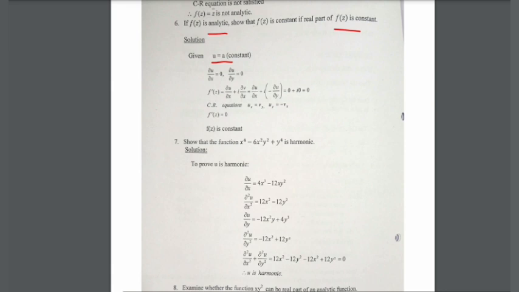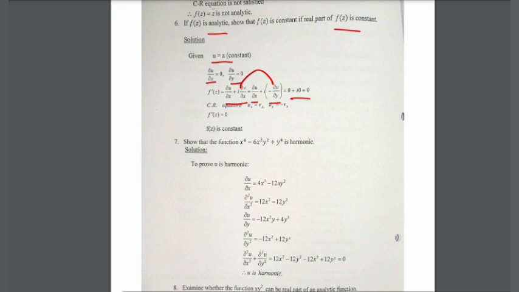Now f dash of z, the formula is ∂u/∂x plus i ∂v/∂x. The value of ∂u/∂x remains the same, plus i times ∂v/∂x, whose value is nothing but minus ∂u/∂y. So here I am assuming the Cauchy-Riemann equation, so both the values are 0. So I can easily say that f dash of z is 0. So the Cauchy-Riemann equation is satisfied, and so I can easily say that f of z is constant.